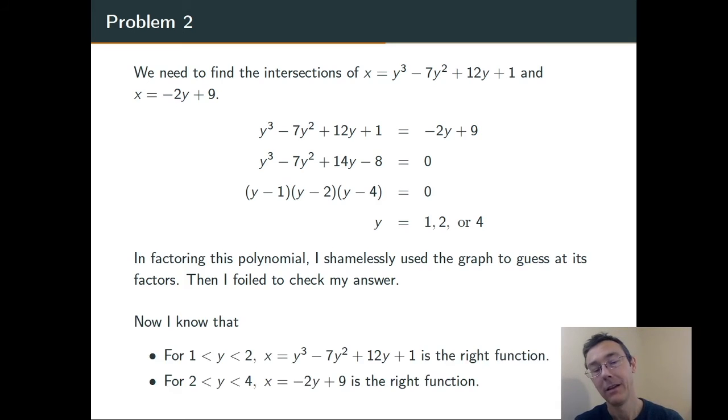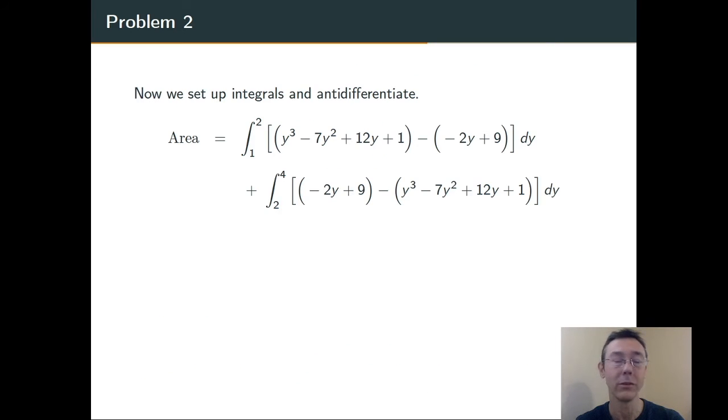Fantastic. So to summarize conclusions from that graph and from the algebra up above, the 2 intervals we're interested in are 1 to 2 and 2 to 4. On 1 to 2, the cubic is the rightmost function, and on 2 to 4, it's the straight line. Let's actually set up some integrals.